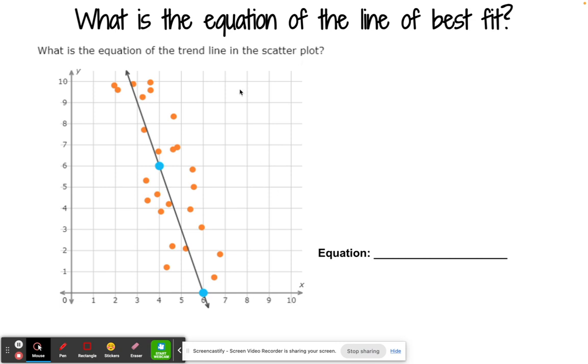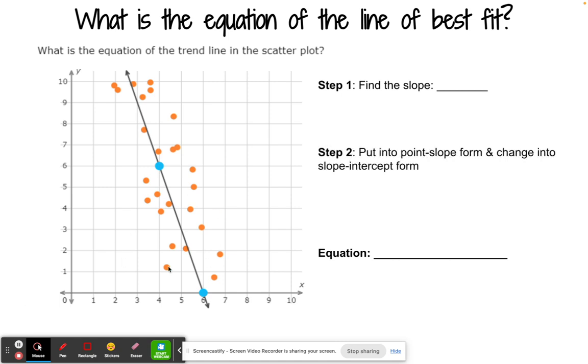Okay, what's the equation for this line of best fit? Well, what would I need to do this? First, I want to find the slope. After I find the slope, I'm going to use point-slope form and change it into slope-intercept form. Okay, so let's look at my slope. First of all, this is a negative slope.